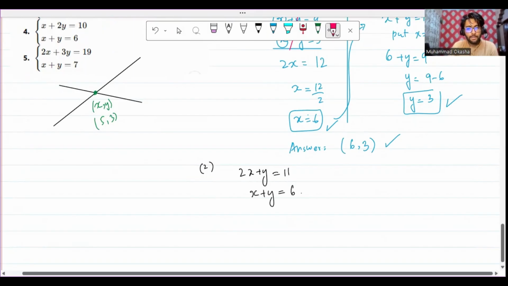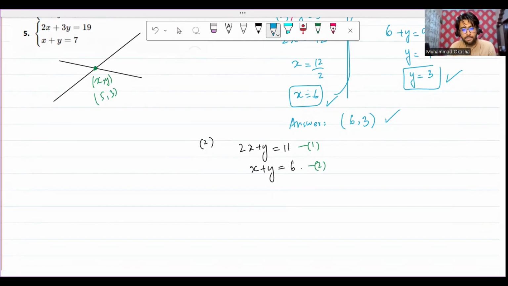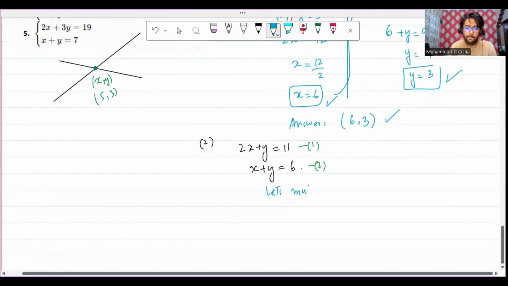Okay, now if you notice, if I were to add them, there is no variable which will cancel out, because if I were to add them directly, 2x plus x is going to be 3x, y plus y is going to be 2y. It doesn't help. So let's call this equation 1 and this equation 2. We have to find a way that when we add them, one variable cancels out. If somehow I can make this positive y a negative y, then I can cancel this out, right?